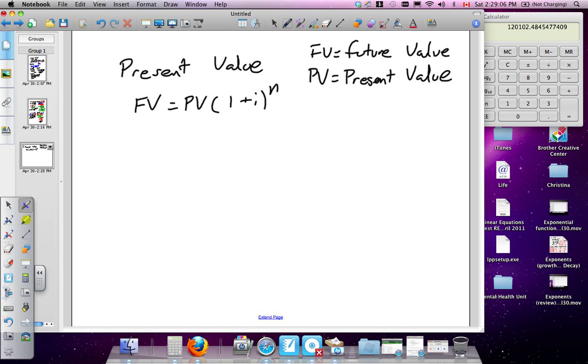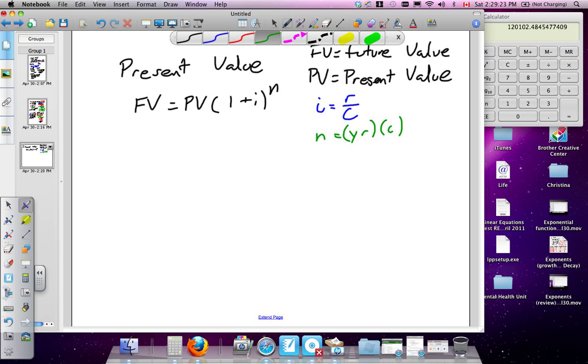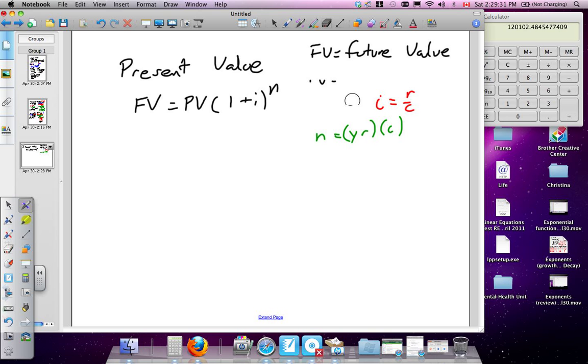Your I is R over C. Remember, that's still the same. And our N is equal to years times compounding period. And you know what? I'm going to do interest rate in red because that's what we did last time, just to keep consistent. And I'm going to do present value in blue because technically present value, think of it almost like our principal, right?